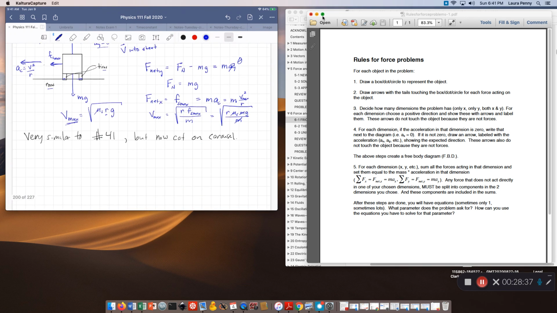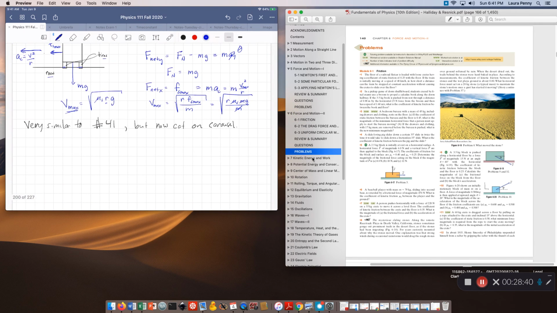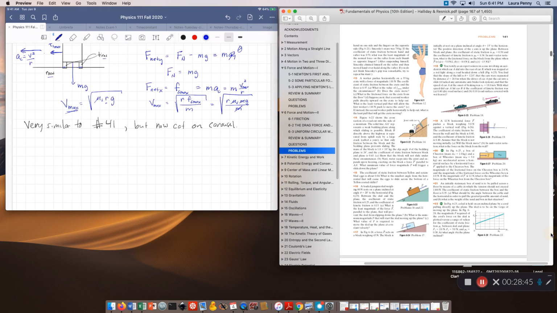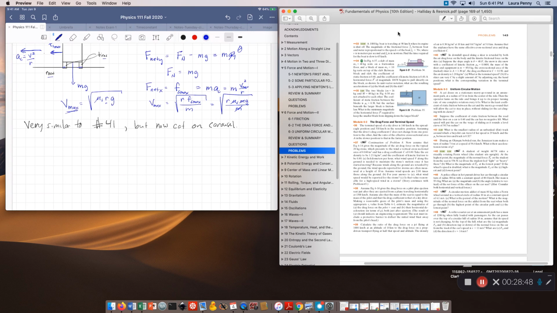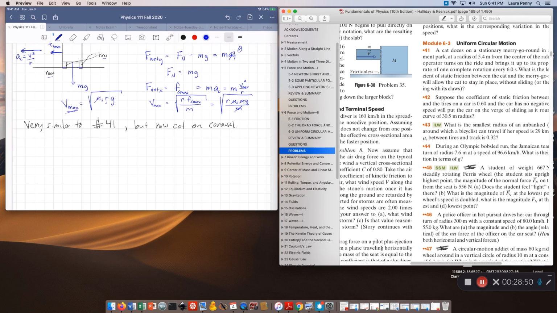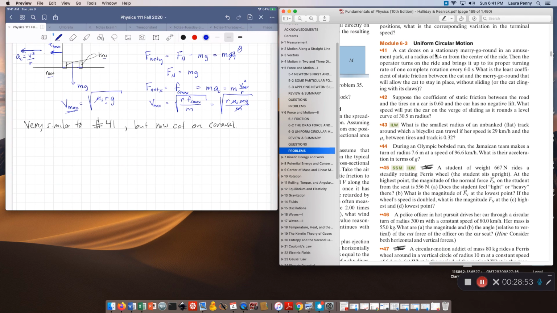This is really similar to number 41. We can look at that really quickly. I'm not going to do it right now, but they're asking you about a cat on a carousel. It's the same physics here. Instead of a car on a curve, you've got a cat on a carousel, where they tell us the radius of a cat goes on a stationary merry-go-round in an amusement park. The radius of the merry-go-round is 5.4 meters from the center. That's where the cat is, at least. And then the operator turns on the ride and brings it up to its proper turning rate of 1 rotation every 6 seconds.